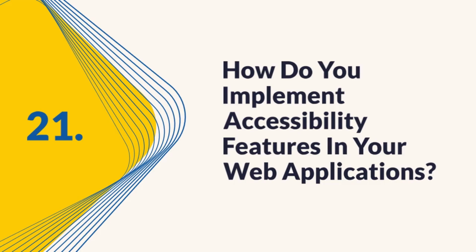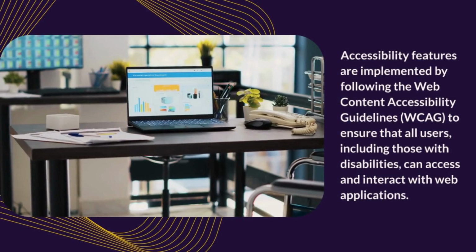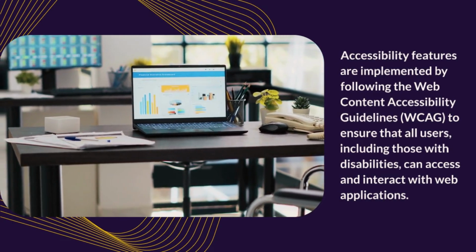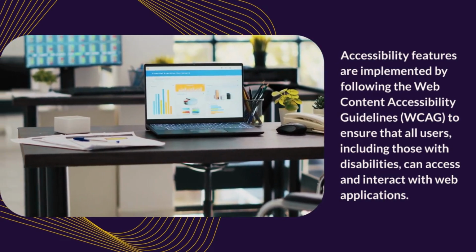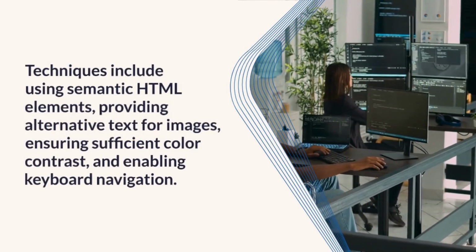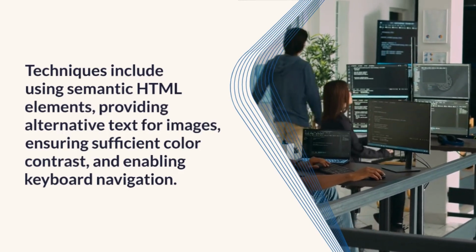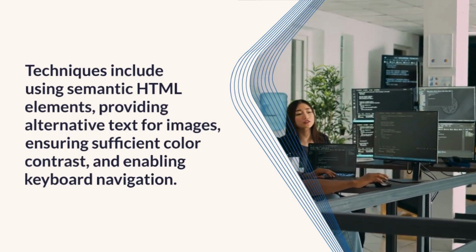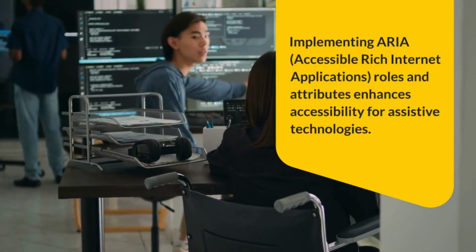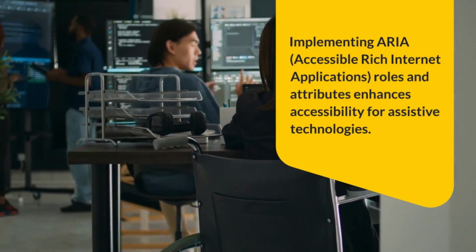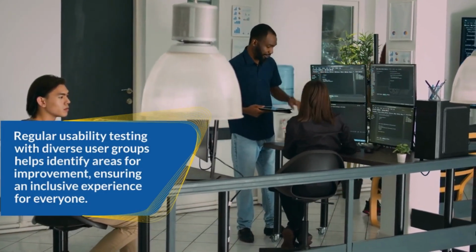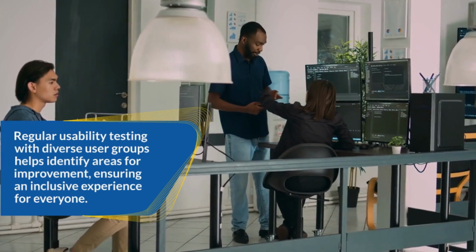21. How do you implement accessibility features in your web applications? Accessibility features are implemented by following the Web Content Accessibility Guidelines, WCAG, to ensure that all users, including those with disabilities, can access and interact with web applications. Techniques include using semantic HTML elements, providing alternative text for images, ensuring sufficient color contrast, and enabling keyboard navigation. Implementing ARIA, Accessible Rich Internet Applications, roles and attributes enhances accessibility for assistive technologies. Regular usability testing with diverse user groups helps identify areas for improvement, ensuring an inclusive experience for everyone.